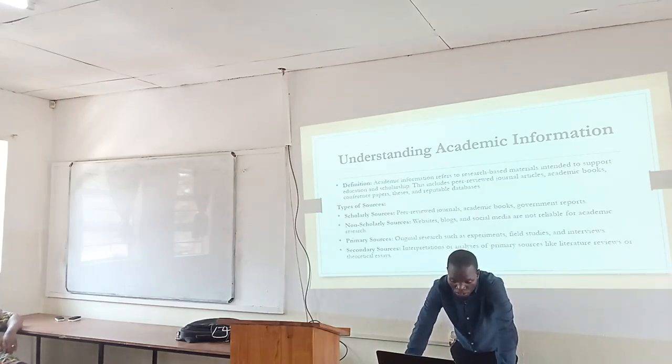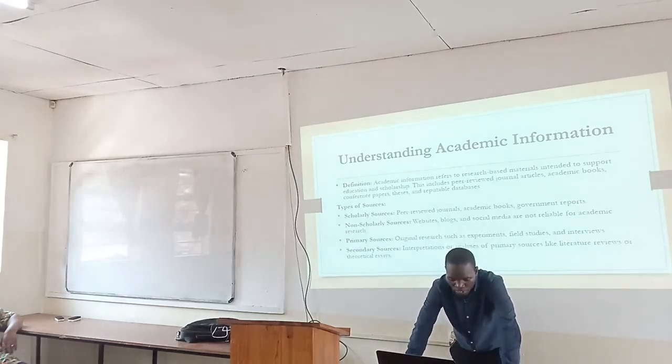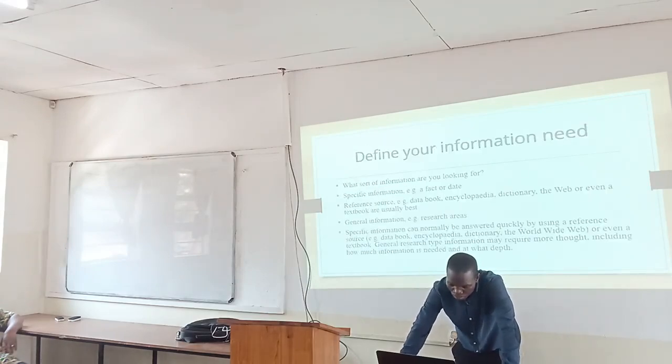The other source of information is primary sources. These are original research, such as experiments, field studies, and interviews. The last category is secondary sources. Under secondary sources, we are talking about interpretations or analysis of primary sources, a good example being the literature review of other theories and essays.